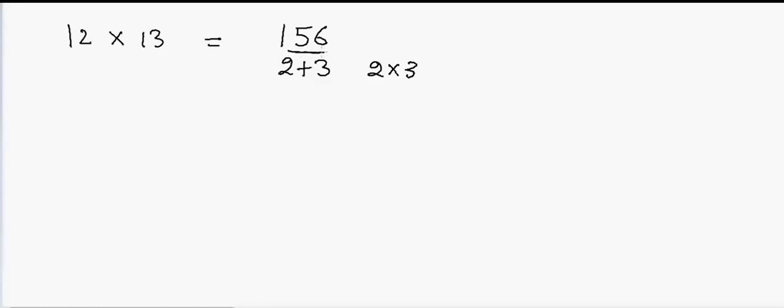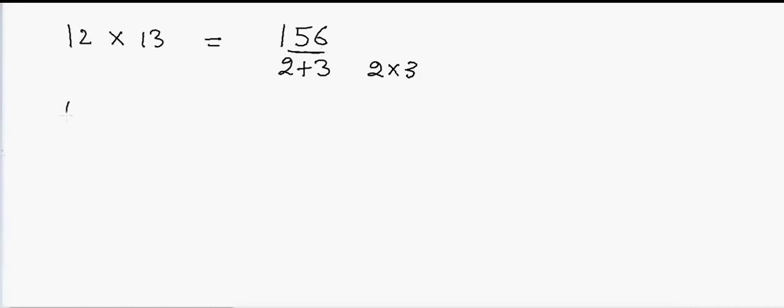We'll have another method which can be used for faster calculation. Here we are talking about multiplying two numbers which are less than 20. For example, if I have to multiply 12 and 13, first I'll say 2 plus 3, which is 5, and then I'll multiply 2 and 3, which is 6. The answer will be equal to 156.